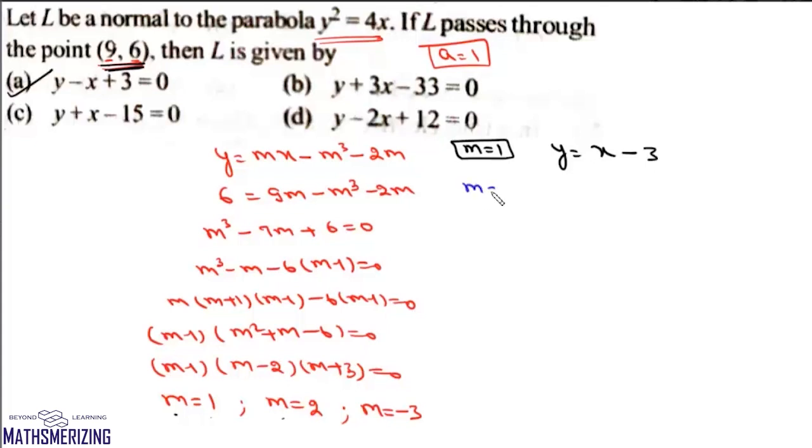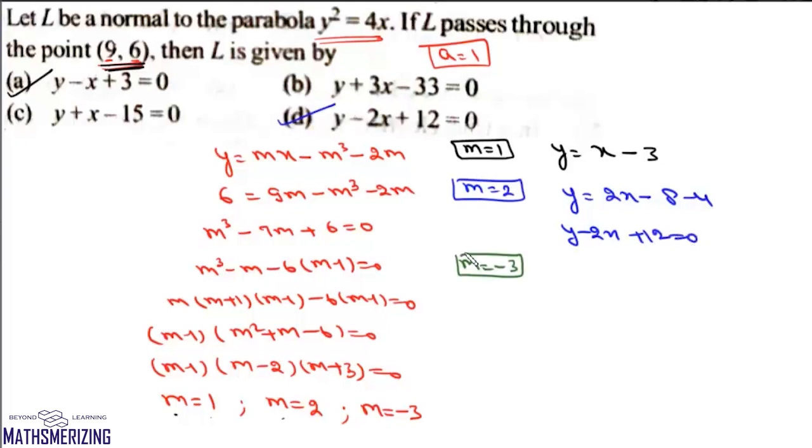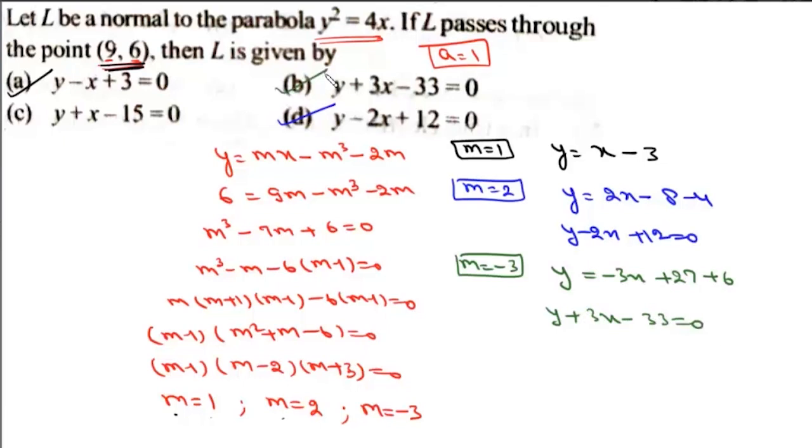Now if we take m as 2, we'll write this equation as y equals 2x minus 8 minus 4. So in that case the equation will be y minus 2x plus 12 equals 0, and that's your option number D. If the value of m is minus 3, in that case we'll write this equation as y equals minus 3x minus m cubed. So it'll be plus 27 and then plus 6. So we can write this equation as y plus 3x minus 33 equals 0, and that's your option number B. So the answer to this question is option A, B and D.